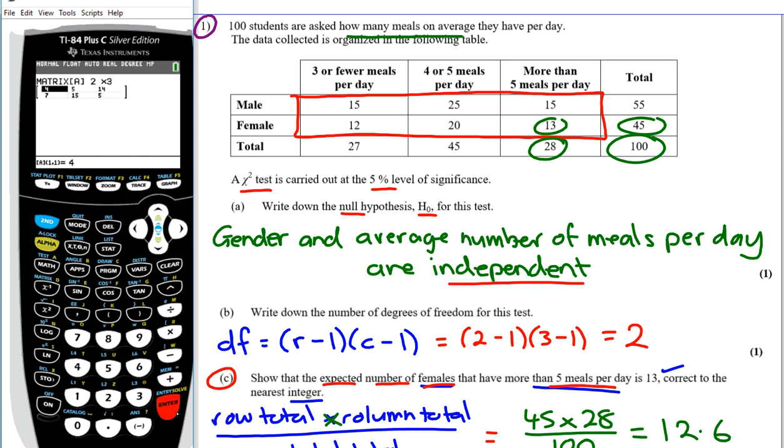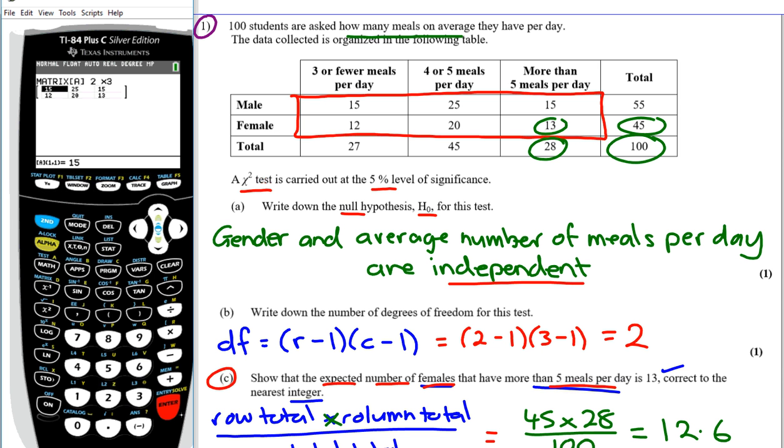So our numbers are 15, 25, 15 on the top. Make sure to enter them properly, or else things go all wrong and you get no marks. So 15, 25, 15. Then the next row is 12, 20, 13. I've just typed them in, but I need to look over and see have I entered in the right numbers. 15, 25, 15, 12, 20, 13. Good, we're good to go. Now that was second matrix to get to there.